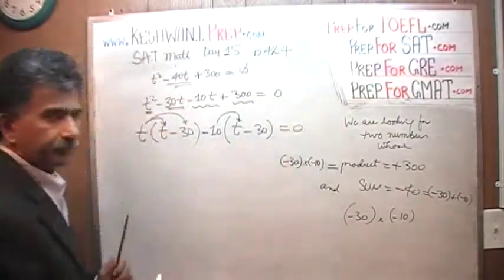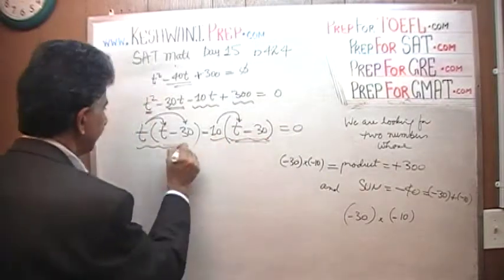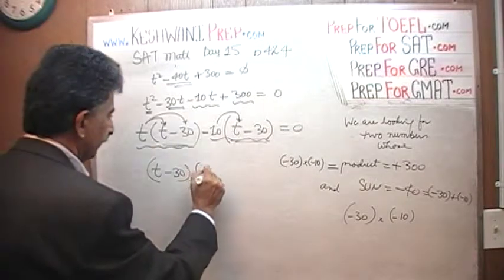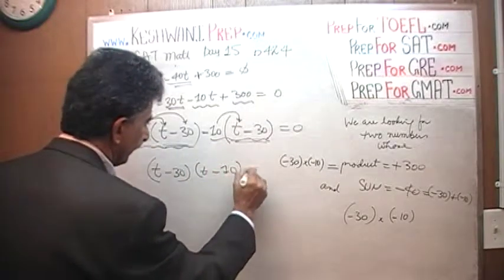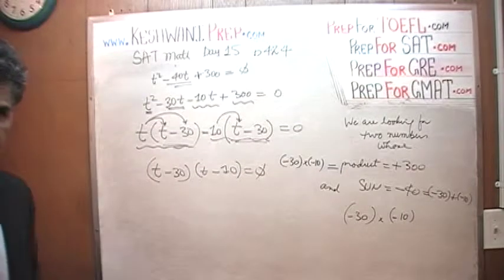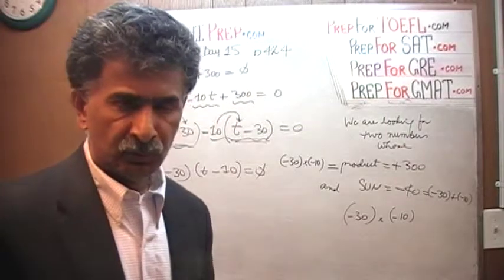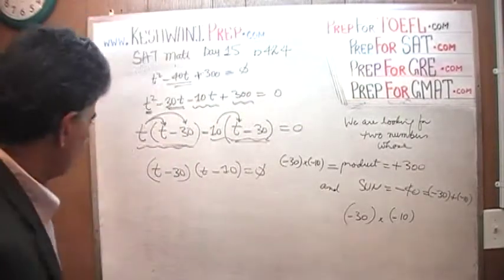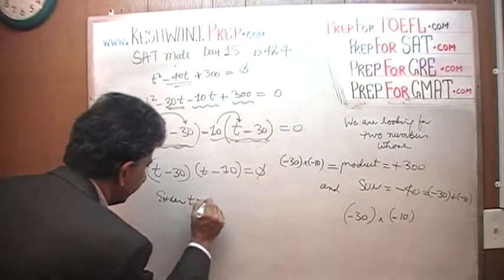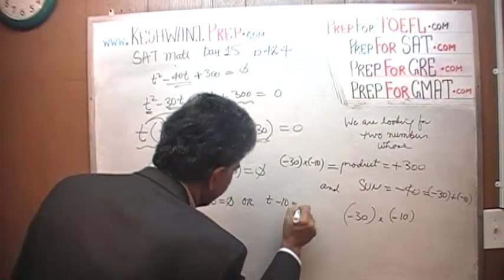Equals 0. Now we look at this part and this part, and we realize that t minus 30 is common. Let's take out t minus 30. And here we are left with t, and here we are left with negative 10, and it equals 0. If the product of two quantities is 0, then either one of those two quantities is 0, or they are both 0. So here, either t minus 30 is equal to 0, or t minus 10 is equal to 0.